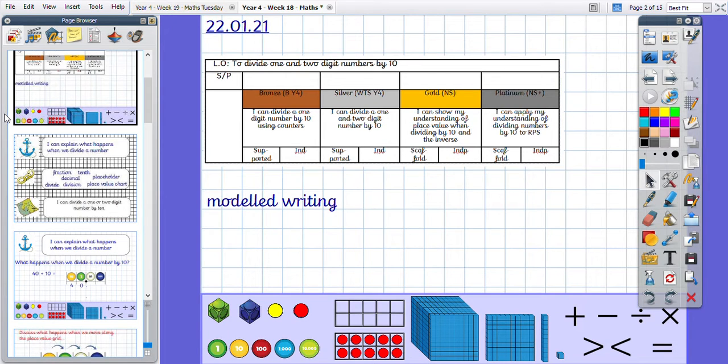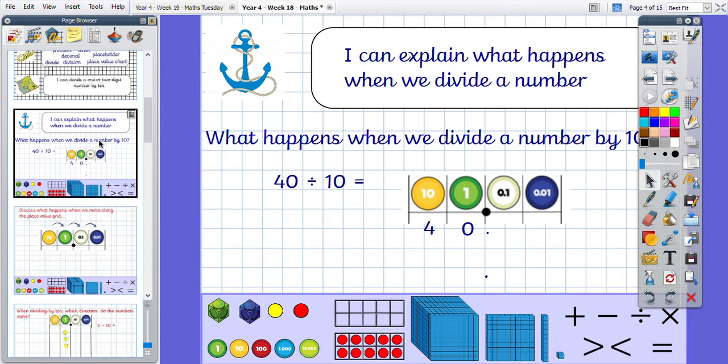Good morning, Year 4. Our math lesson today, we are focusing on dividing 1 and 2-digit numbers by 10. So our anchor task: what happens when we divide a number by 10? Have a look at our place value grid and think about what happens to our original number when we're dividing by 10.